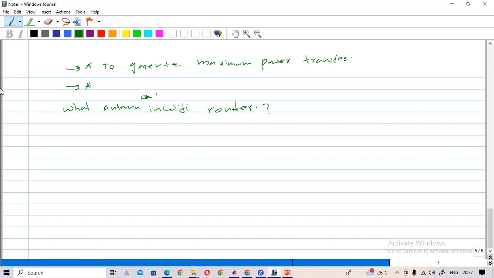Dipole antenna. Sorry, what is the antenna? Dipole. Actually, how many poles are there? Actually, it is not a dipole antenna. Only one pole is there. That is a monopole antenna.